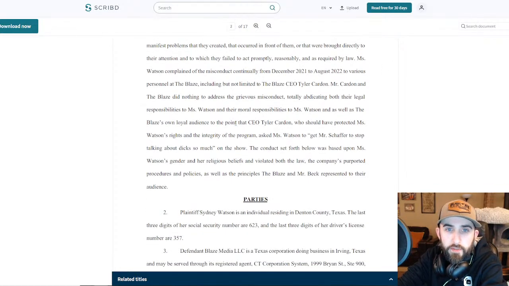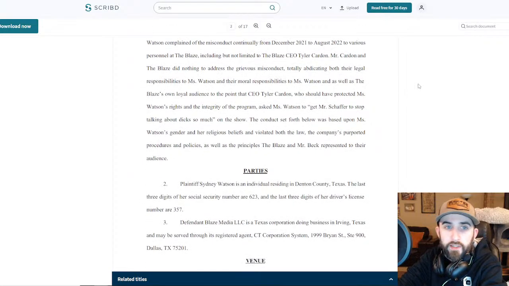Miss Watson complained of the misconduct continually from December 2021 to August 2022 to various personnel of The Blaze, including but not limited to The Blaze CEO Tyler Cardone. Mr. Cardone and The Blaze did nothing to address the grievous misconduct, totally abdicating both their legal responsibilities to Miss Watson and their moral responsibilities to Miss Watson, as well as The Blaze's own loyal audience, to the point that CEO Tyler Cardone, who should have protected Miss Watson's rights and the integrity of the program, asked Miss Watson to get Schaefer to stop talking about dicks so much on the show.